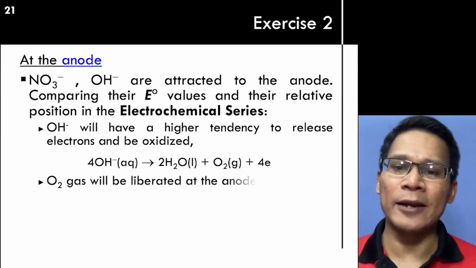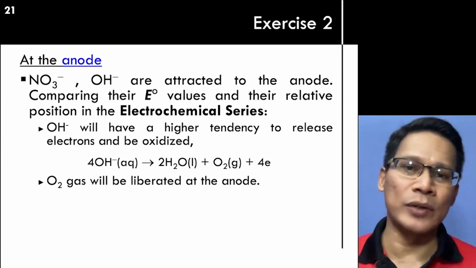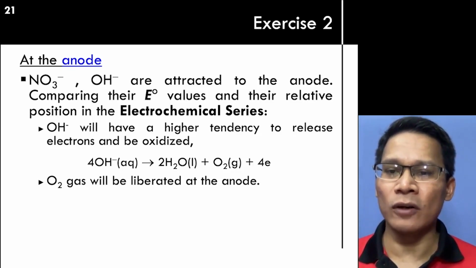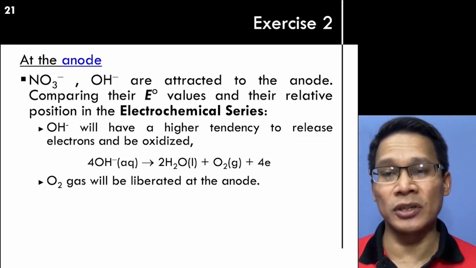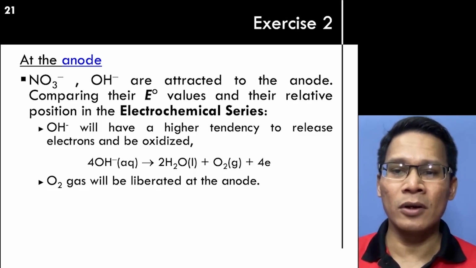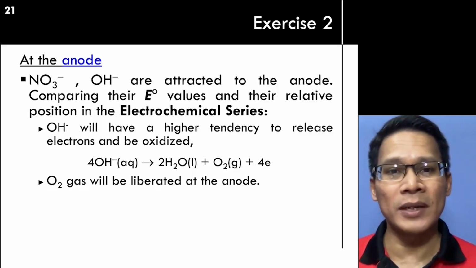Both nitrate and hydroxide ions are attracted to the anode. However, due to the lower E0 value of hydroxide, as seen in the standard reduction potential table, hydroxide ions will be discharged by releasing electrons. Oxygen gas will be formed at the anode.